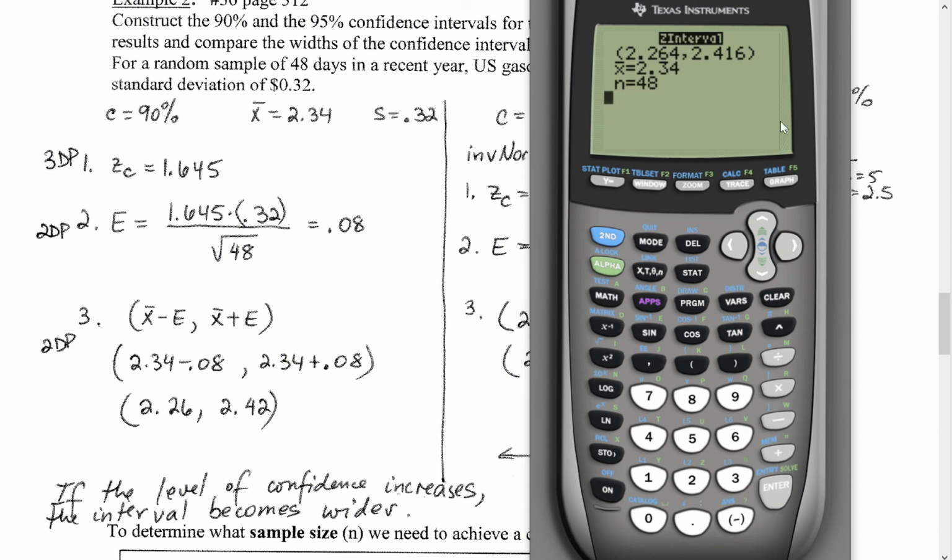Go ahead and hit calculate, and we see that it would perfectly match up to 2 decimal places, or to the nearest cent. It's $2.26 to $2.42.